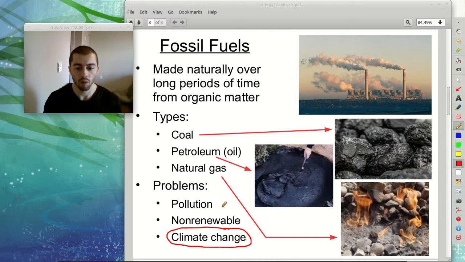So pollution and climate change are a big issue with fossil fuels, and the other issue is that they're a non-renewable resource.